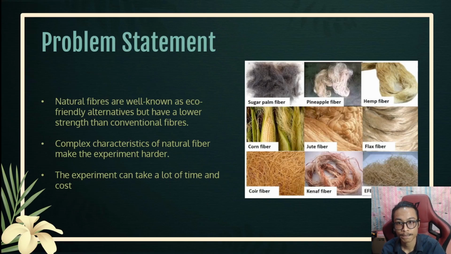Next is problem statement. Natural fibers are well known as an eco-friendly alternative to conventional fiber for composite reinforcement, but on the other hand have lower strength than conventional fibers and a significant level of moisture absorption, which are their major downsides. The complex characteristics of natural fiber make the experiment harder because the experiment can only be done under certain conditions, for example unidirectional or multi-directional. The experiment can take a lot of time and cost, and because of that, I use Ansys APDL simulation software to determine its strength and deformation.